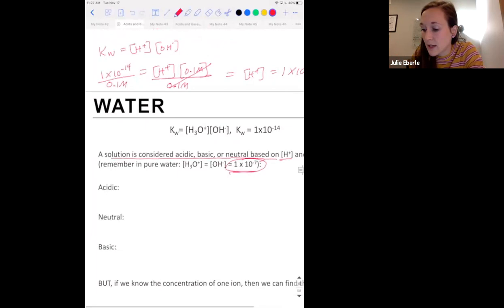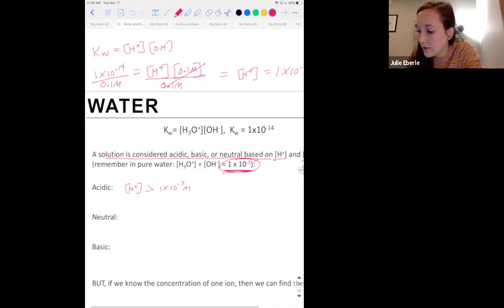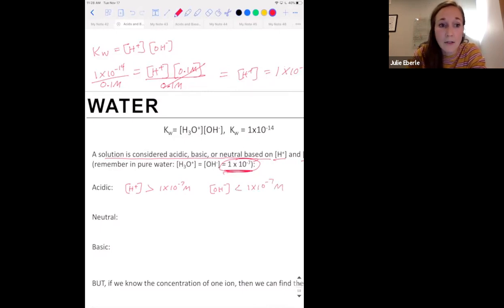However, we're going to start with defining acidic. It is acidic if the concentration of H plus deviates from this number in what way? Well, if it's greater than 1 times 10 to the minus 7 molar H plus, and if the concentration of OH minus is less than 1 times 10 to the minus 7 molar, that is now classified as an acidic solution.